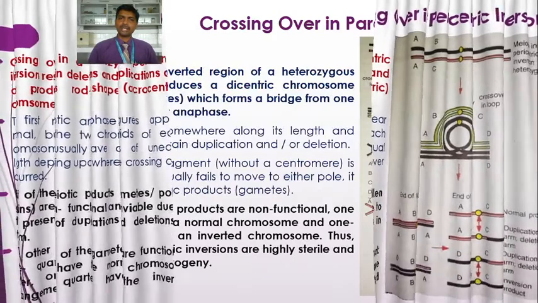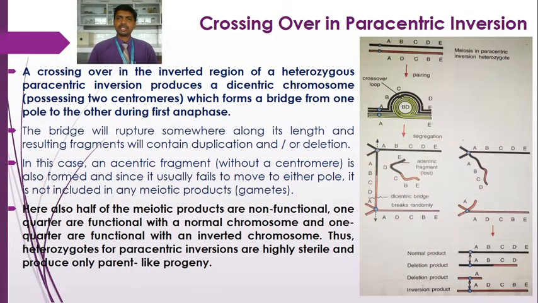Now we are going to crossing over in paracentric inversion. In paracentric inversion, the centromere is not included in the inversion, and when the paracentric inversion occurs in only one chromosome of a homologous pair, then it is a paracentric inversion heterozygote. A crossing over in the inverted region of a heterozygous paracentric inversion produces a dicentric chromosome having two centromeres, which forms a bridge from one pole to the other pole during first anaphase of meiosis.